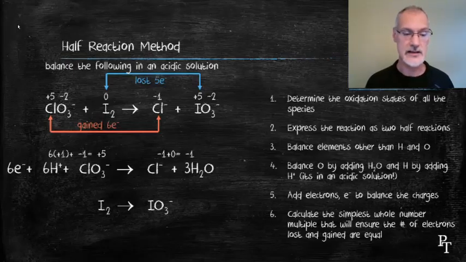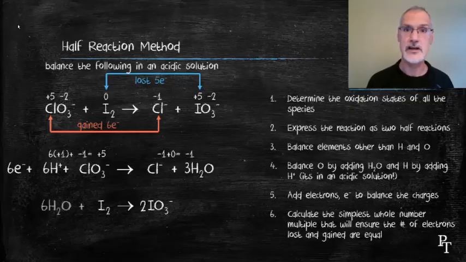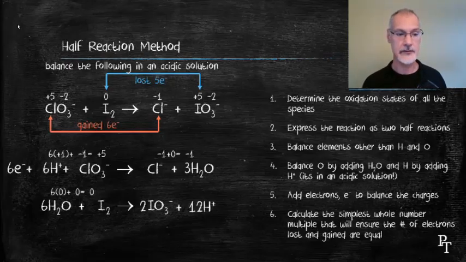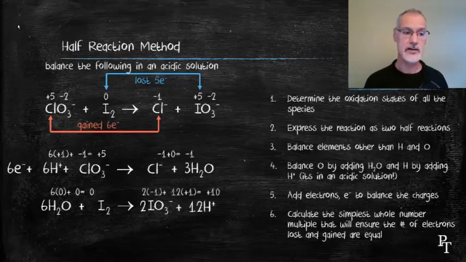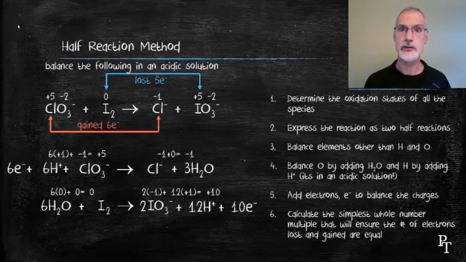I'll now move down to the iodine. The first thing I need to do is balance everything other than hydrogen and oxygen. So I'm going to put a 2 in front of the iodine. Now we'll balance the oxygens by adding 6 water molecules and the hydrogens by adding 12 acid particles. Again, I'll determine the charge on both the product and the reactant side. The products have a charge of +10. They're the higher of the two, so to bring it down, I'm going to add 10 electrons to that side.